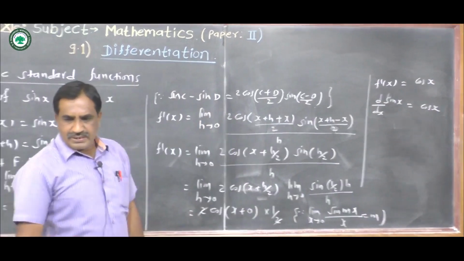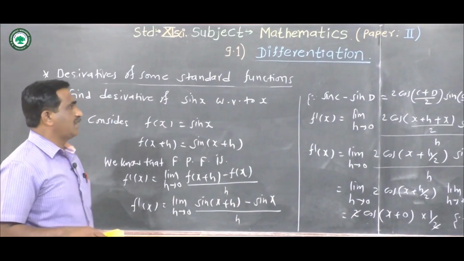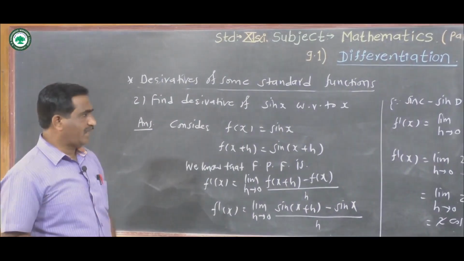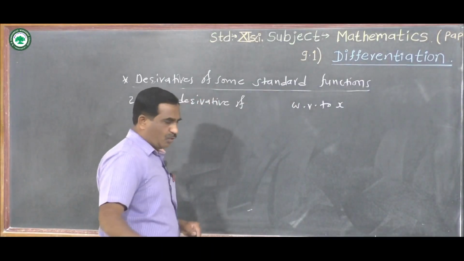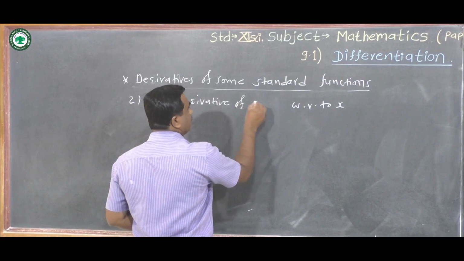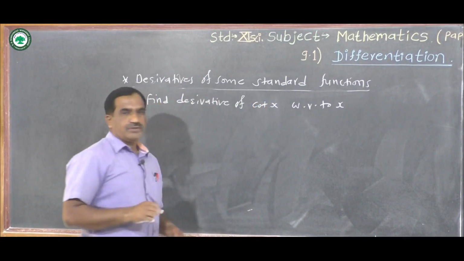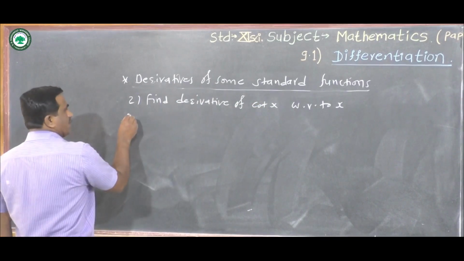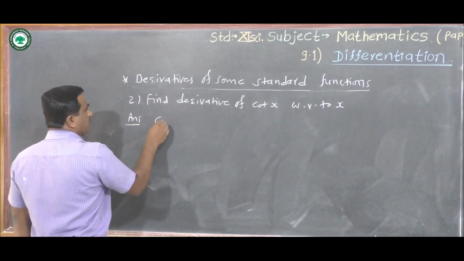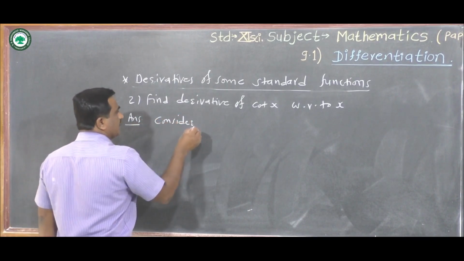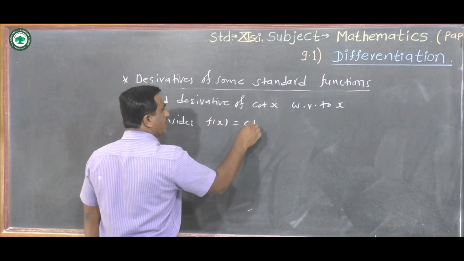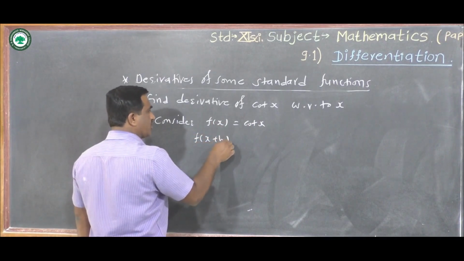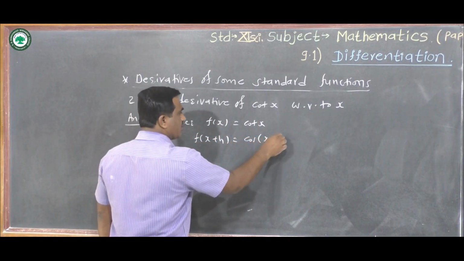Okay, now we see next example here. Second next trigonometric function cot x, derivative of cot x with respect to x. Find the derivative of cot x with respect to x by using again first principle formula. Okay, now we say answer for this. Consider f of x equal to cot x. Put x equal to x plus h, then we can write here f of x plus h is equal to cot of x plus h.